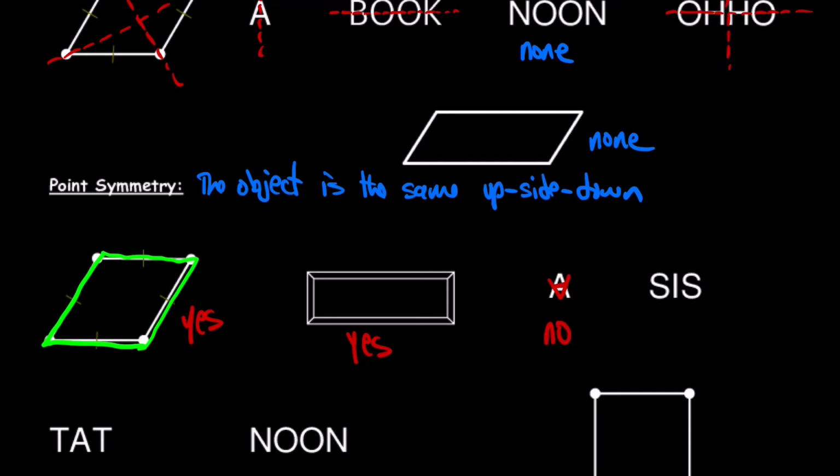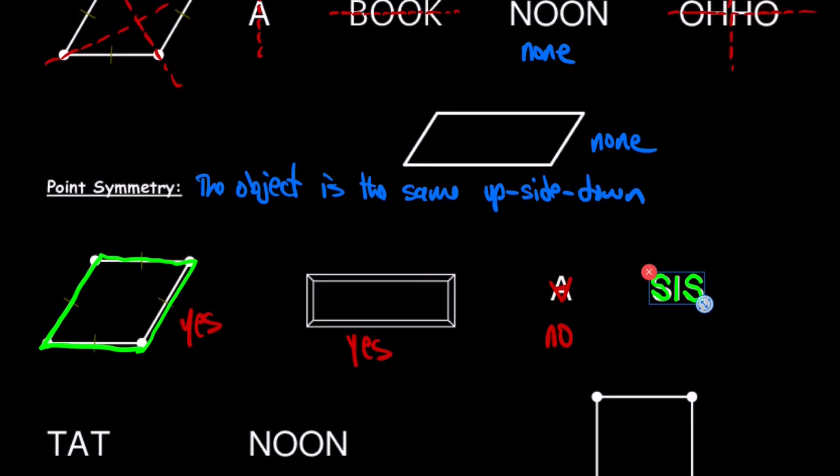Again, here's one that's a little bit challenging, the word "SIS". Now, you guys have the advantage at home. You can actually take your paper and turn it upside down and see if it's the same word. Give me a second to do that here. So let me rotate this upside down, and it's still the word "SIS". So yes, that has point symmetry.